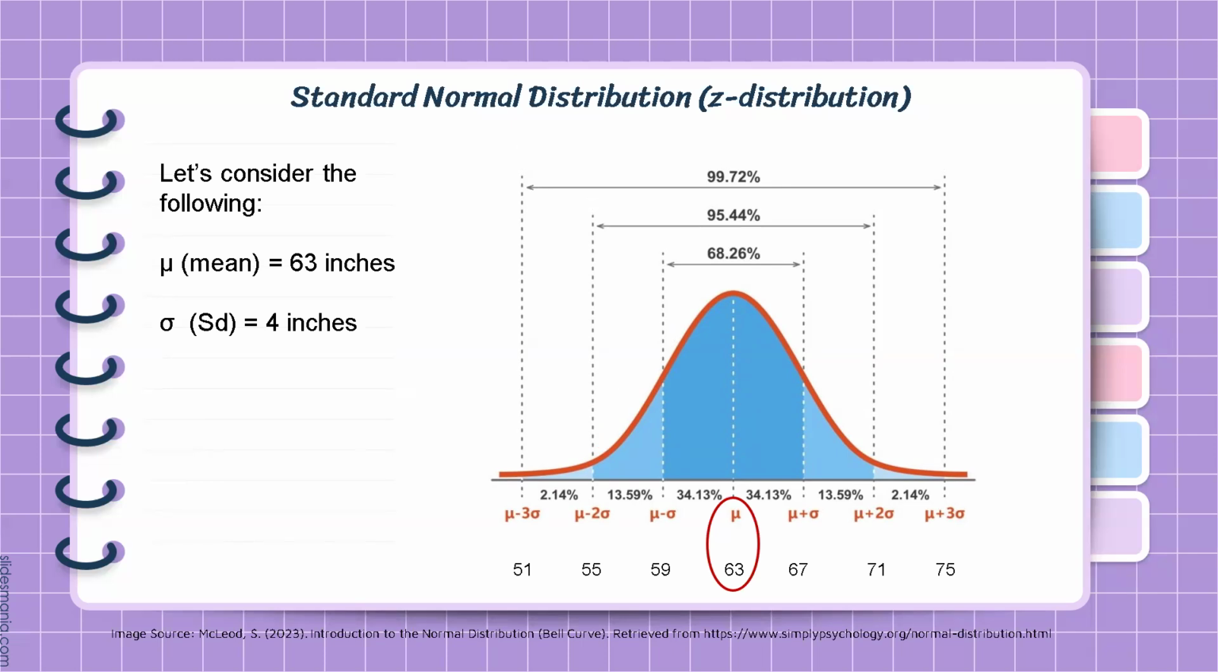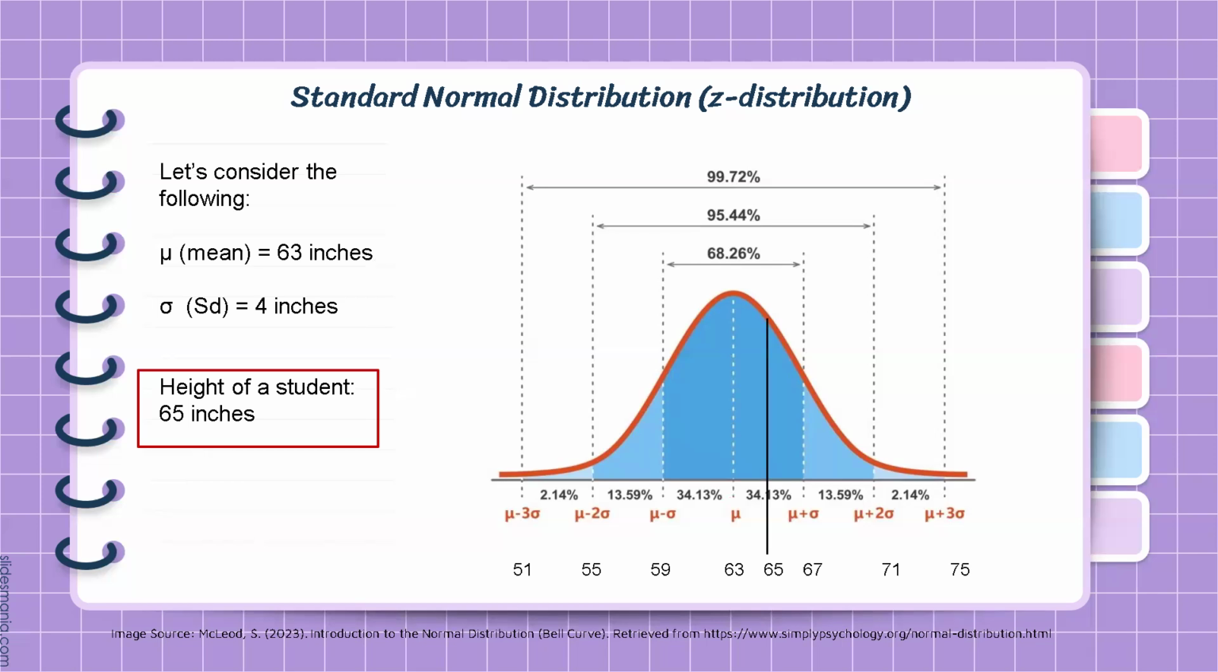We have the mean of 63 inches added with the standard deviation of 4 inches, and that would be 67. 67 is the data point or value one standard deviation above the mean. 67 plus 4 is equal to 71, which is 2 standard deviations above the mean. On the other hand, the mean 63 inches minus the standard deviation of 4 inches is equal to 59, which is 1 standard deviation below the mean, which is this one. And 59 minus 4 is equal to 55, which is this one, which is 2 standard deviations below the mean.